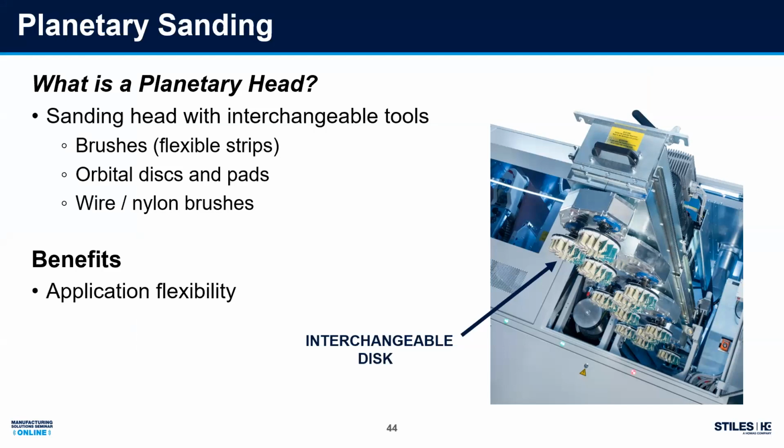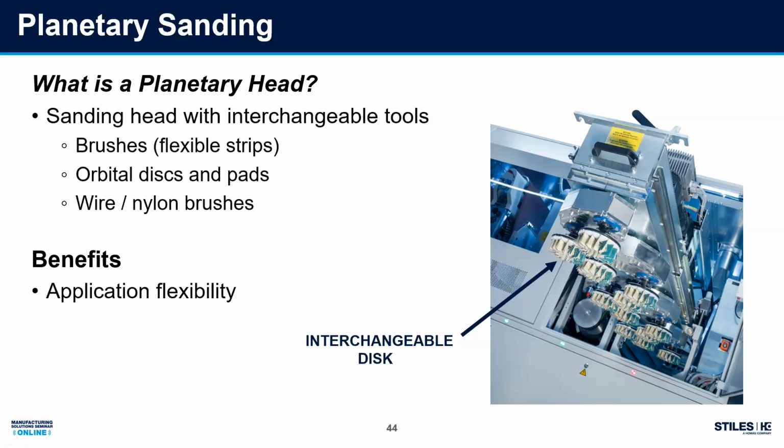The basic functions of a planetary head are you have 2 rotations. You have a gearbox or satellites, and you have disks or planets. That's why it's called a planetary system. Basically, you have a double overlapping rotation. You have disks that rotate and a satellite that rotates. And of course, you have interchangeable disks on a planetary head, which allows you quite a bit of application flexibility. So you can see in the image here that we have flexible strip abrasives for doing something like edge break or profile sanding.